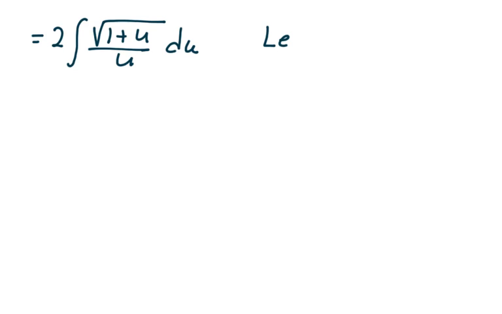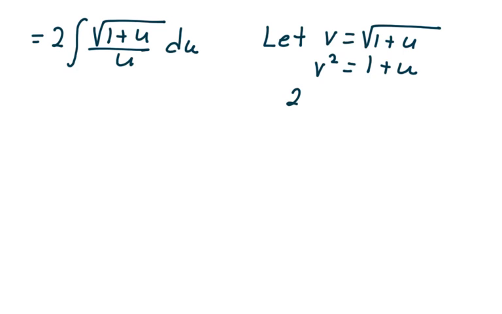So I'm going to make another substitution. I'm going to let v be the square root of 1 plus u. It's easier if you don't deal with radicals. And so if I square both sides, I get 1 plus u equals v squared. So 2v dv is du. Now, from the second line, I can say that u is v squared minus 1.